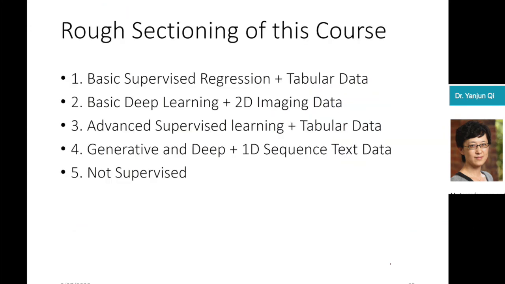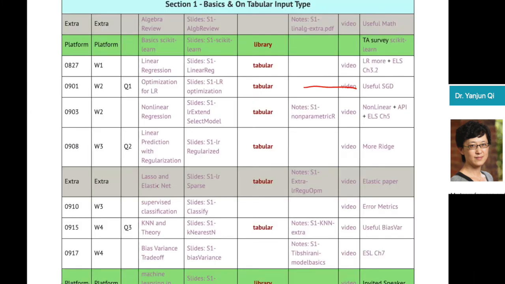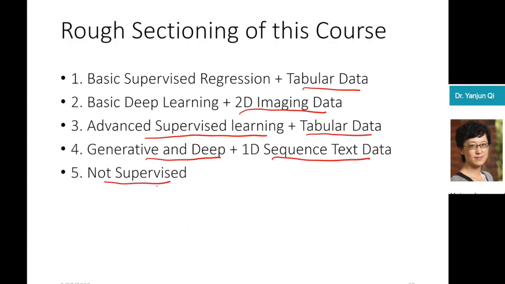All right, I think this is everything, and this is our sectioning of the course. We first focus on tabular data, then we focus on 2D imaging data, then we shift back to tabular data but with more advanced supervised learning, and then we move to 1D sequential data and focus on generative and deep learning models. The last section is the non-supervised models. Your homework is also designed accordingly. And please visit the website if you want to get a rough idea of the planned schedule.